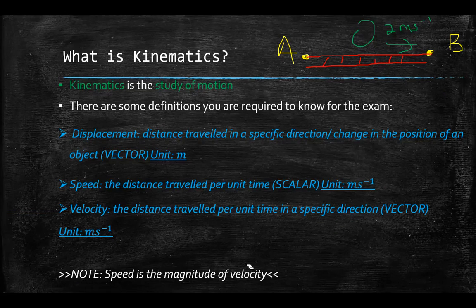So this is just a note. Speed is actually the magnitude of velocity, like we saw here just now. Speed is a scalar quantity, it only has magnitude. And that was the 2 meters per second, right? But velocity is in a specific direction. So 2 meters per second, that is my speed, which is the magnitude of velocity. And then the direction was to the right. Or you might say forwards, if you're thinking about a car moving from this point to this point, right? So that's why speed is the magnitude of velocity.